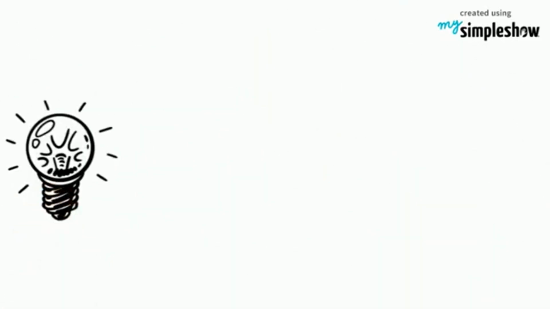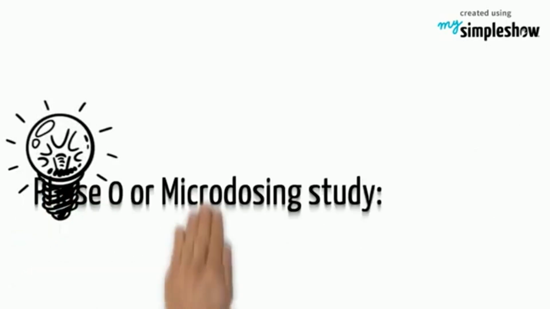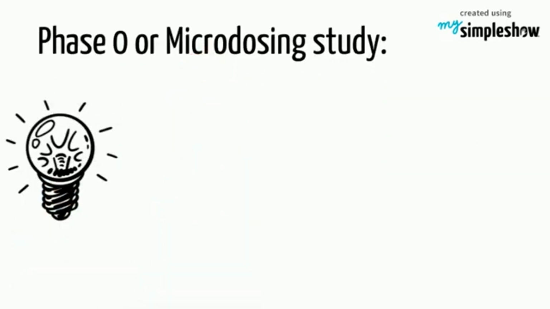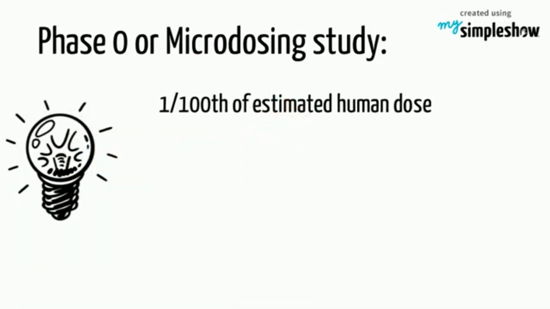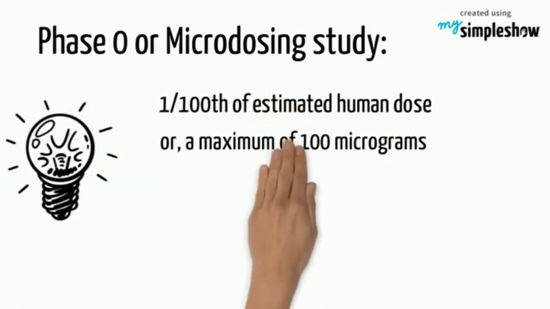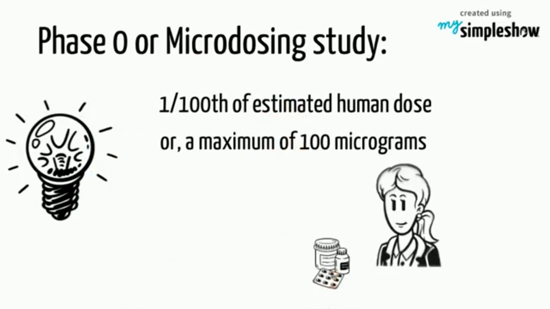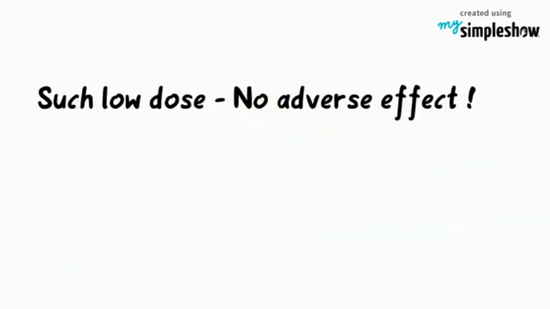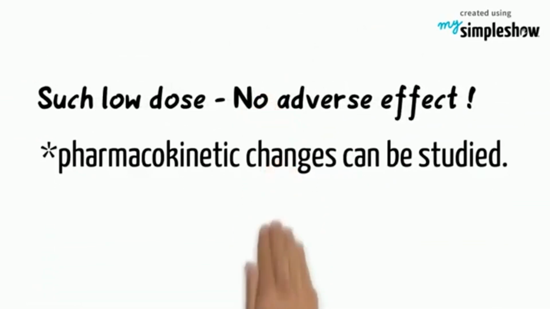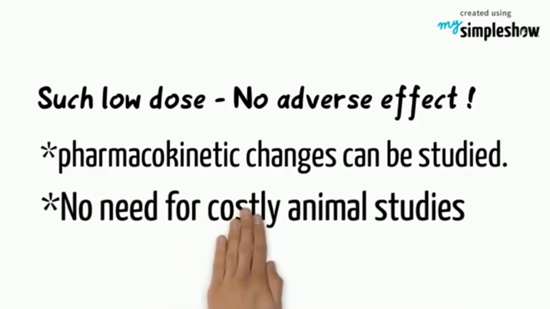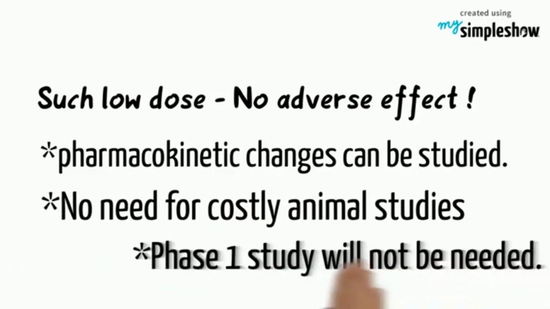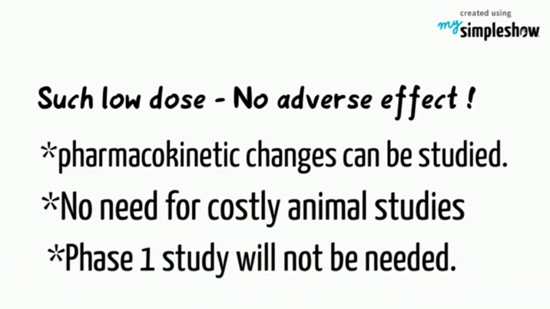Thus, a new experimental approach has been developed, known as Phase 0 or microdosing study. A very low dose, 1/100th of the estimated human dose, or a maximum of 100 micrograms, is given to each individual. This low dose doesn't produce any adverse effect, but the pharmacokinetic changes can be monitored with the help of sophisticated instruments. These Phase 0 studies have the potential to avoid costly animal pharmacokinetic studies and Phase I studies. That's why this special strategy is getting more popular day by day.